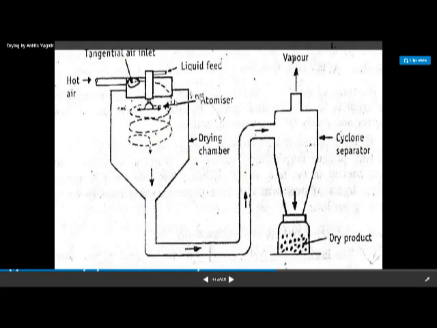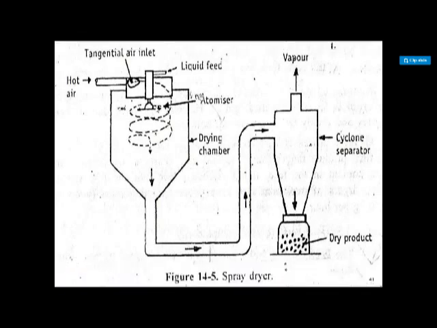Now see here, in this diagram it consists of a drying chamber, right? This is the liquid feed, and this is the tangential air inlet. Through this the hot air comes inside. This is the inlet for the hot air, introduced from here. This is a tangential air inlet, right? And this is the atomizer. This atomizer is very important. It may be a rotary atomizer, or any other type.